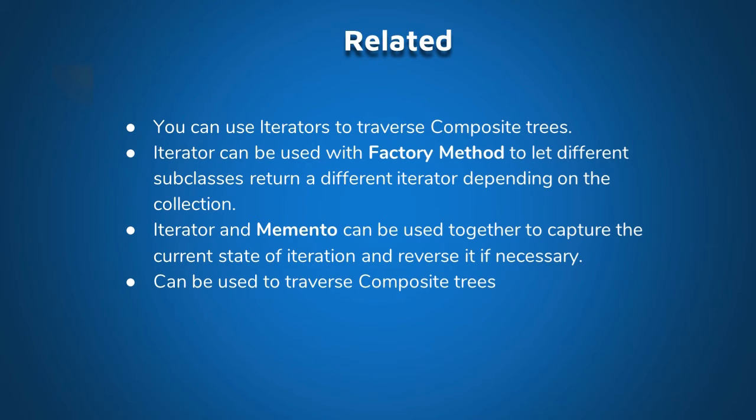Related uses of this pattern: well, you can use the iterator to traverse composite trees. The iterator can be used with the factory method to let different subclasses return a different iterator depending on the collection. The iterator and memento can be used together to capture the current state of iteration and reverse it if necessary. And it can be used to traverse composite trees.